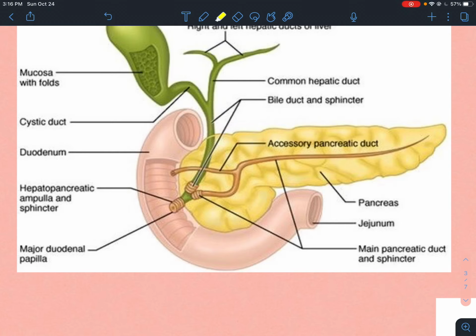So notice you've got the pancreatic duct and sphincter. So that circular structure going around that duct right there is the sphincter, as well as the bile duct and sphincter. And you also have the sphincter going around that ampulla.